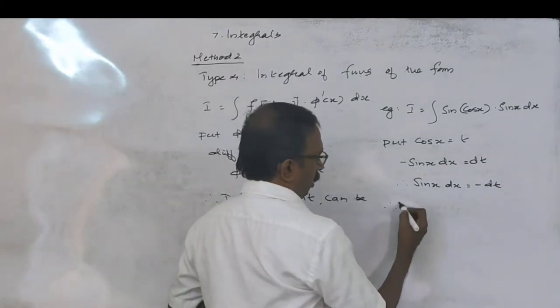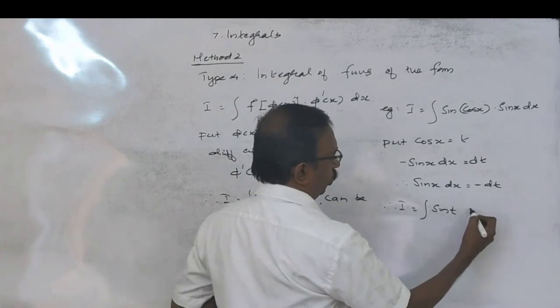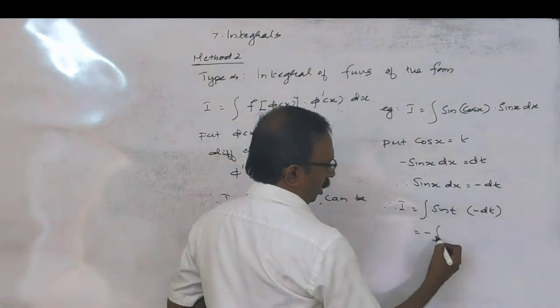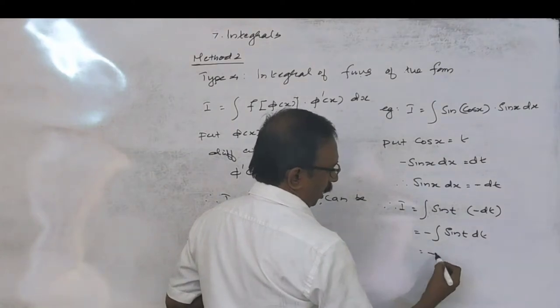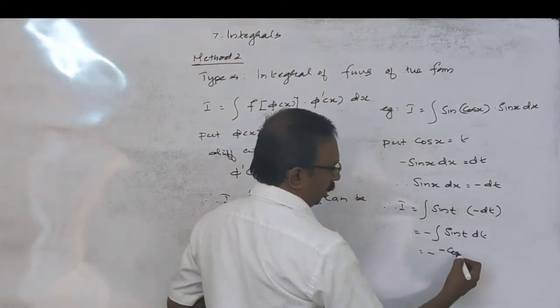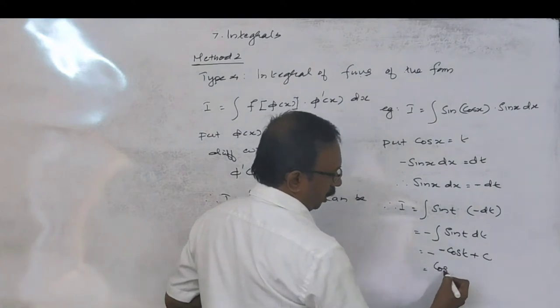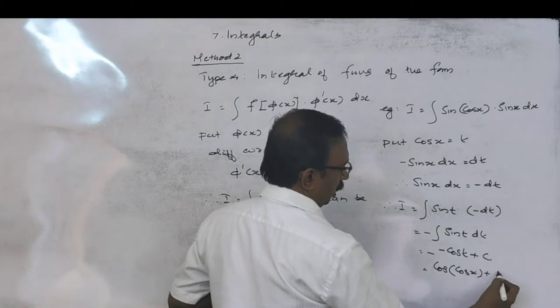Therefore I is equal to the integral of sin t into minus dt. That is minus the integral of sin t dt. That is minus of minus cos t plus c. Minus into minus becomes plus, cos t is cos x. So the answer is cos x plus c.